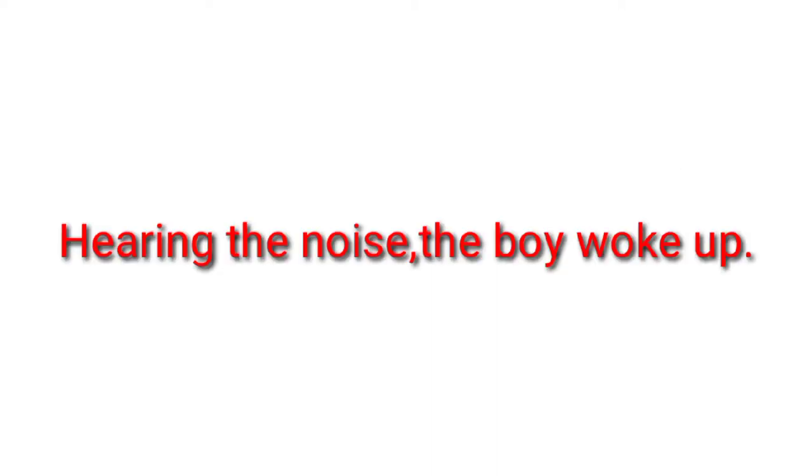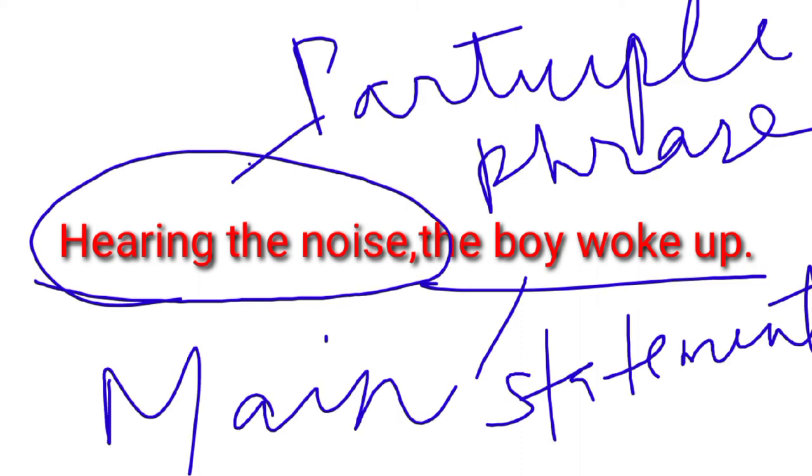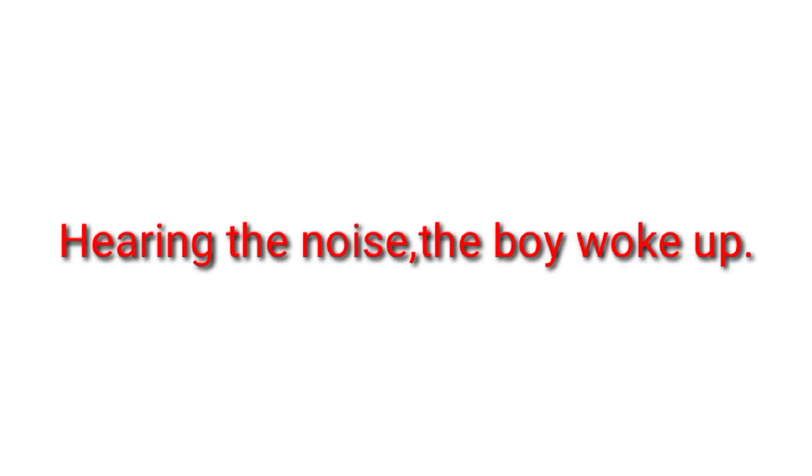Sometimes a present participle phrase can be used to join an introductory statement to the principal statement. For example, hearing the noise, the boy woke up. Here we see that hearing the noise is a participle phrase and it is connected to the main clause, the boy woke up, to make the statement more meaningful. In this way, a participle is used to connect two sentences.